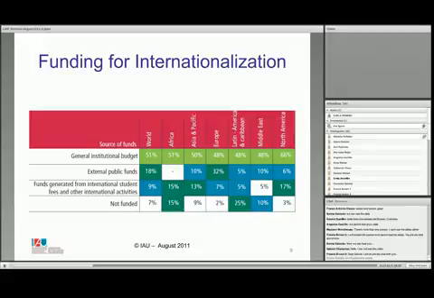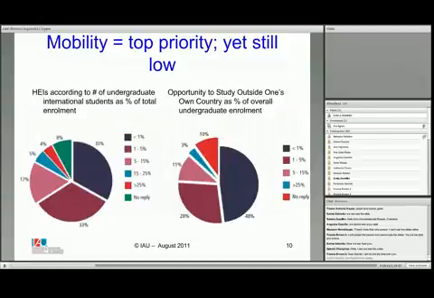And when we talk about recruitment of students for revenue generation, you can see that for North American universities, and these were composed of US and Canadian institutions, not including Mexico, 17% of the institutions rely on the funds they generate, not just from international students, but also from all international activities. So self-funding is an important aspect of internationalization.